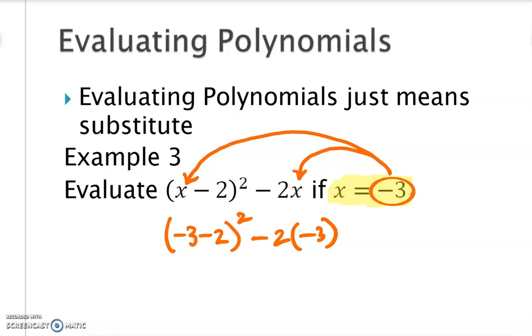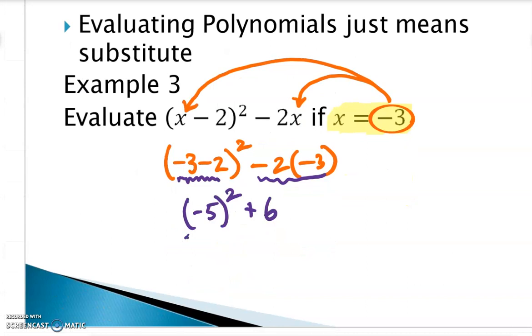Now let's use our order of operations. So we have some parentheses here, so we need to do the work inside of parentheses. So negative 3 minus 2 is negative 5, squared. And we can go ahead and multiply these together here because that's not going to affect the original expression. So negative 2 times negative 3 is going to give us positive 6.